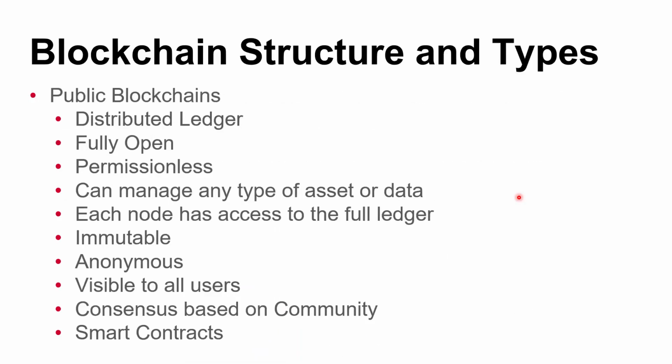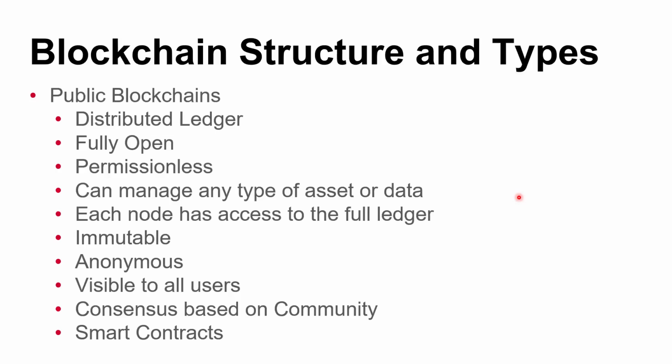So let's talk a little bit about the types of blockchains. We talked a lot about public blockchains. With public blockchains like Bitcoin or Ethereum, you have a fully distributed ledger. You have the ledger on several users' computers throughout the world. Again, these computers are called nodes, distributed throughout the world, fully open, permissionless. Everybody has the exact same access. They can manage any type of asset or data.